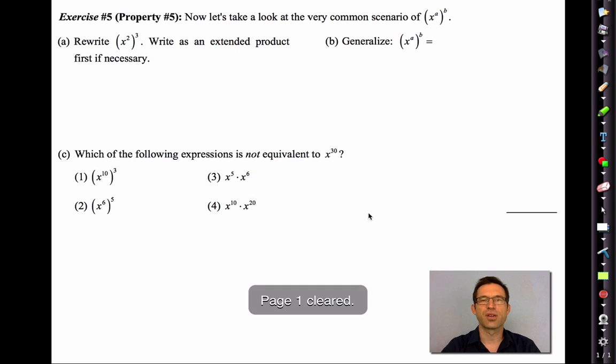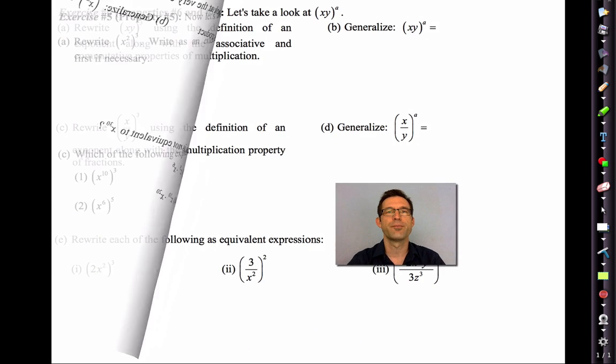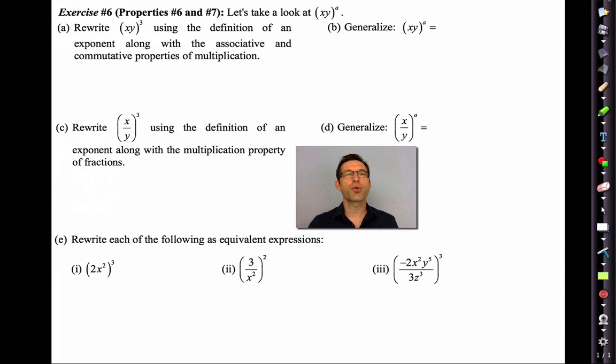This is an ideal lesson almost to be doing on your own, as kind of almost a flipped lesson because you've seen all of these properties before. But let's do a little bit more. All right. Our last properties, 6 and 7, have to do with what happens when we have a product raised to a power or a quotient raised to a power. Now this is pretty easy.